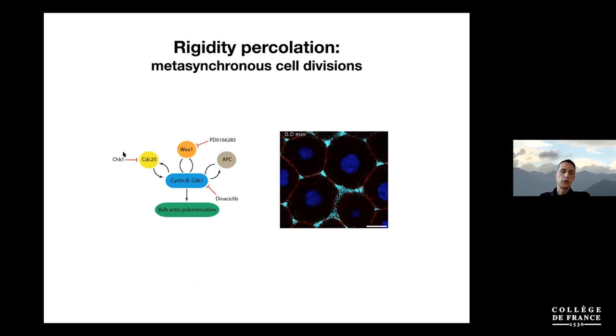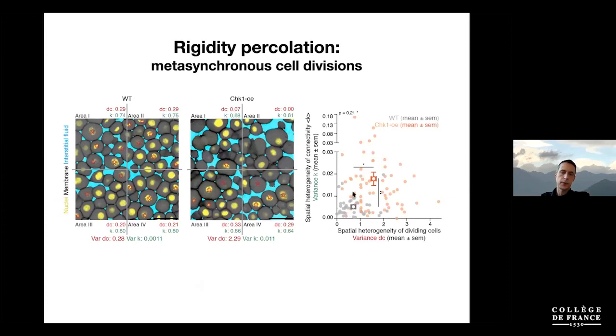So essentially, if you overexpress CHK1, you can inhibit CDC25, and then this oscillator gets dysregulated in different cells. As a result of that, the cells are not dividing in synchrony anymore. Now, once these cells are not dividing in synchrony anymore, they would lose their contacts not in synchrony anymore, meaning that contact loss within the tissue would become heterogeneous.